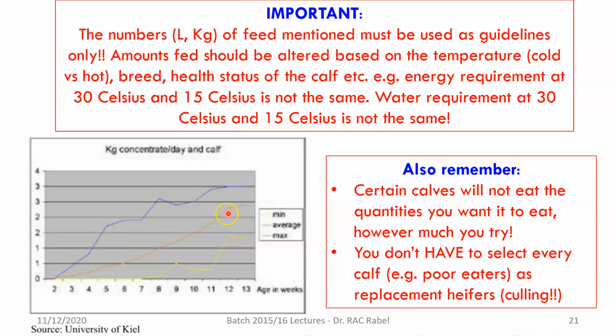So make sure you select only this group of animals, not this group. Your culling criterion might be the bottom one third, might be the bottom half, but at least the bottom 25% or one third you have to cull.